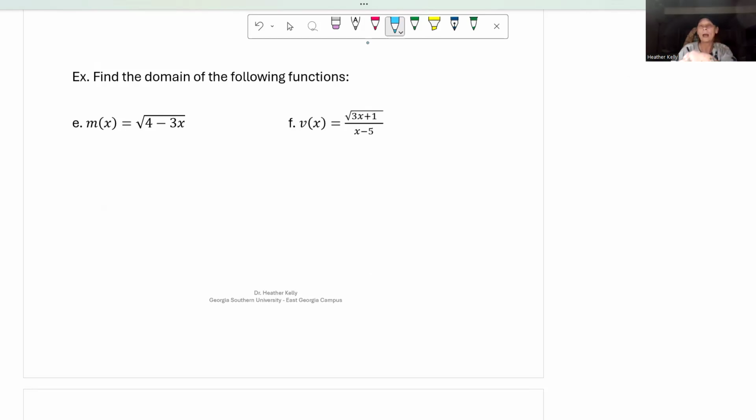Now, when we have radicals, what did I say? We set the guts because they can't be negative. The guts cannot be negative. So we're going to have to set the guts greater than or equal to 0. Okay, and then we'll solve this. So we get negative 3x is greater than or equal to negative 4. Divide both sides by negative 3. Don't forget, when you divide an inequality by a negative number, you flip that inequality sign.